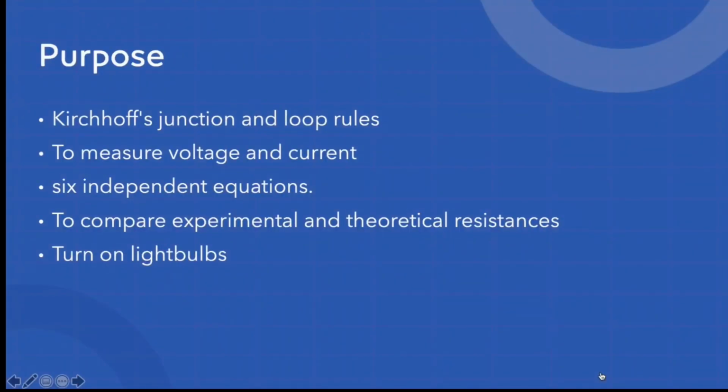We want to use Kirchhoff's law, stating that the amount of current entering a junction is equal to the amount of current exiting a junction. First, we'll measure the voltage and current, then compare the experimental current to the theoretical after finding and writing 6 independent equations. The resistance is found by dividing the voltage by the current, and we'll compare those as well to the color code resistors used.